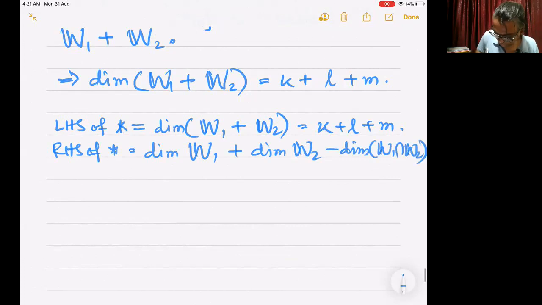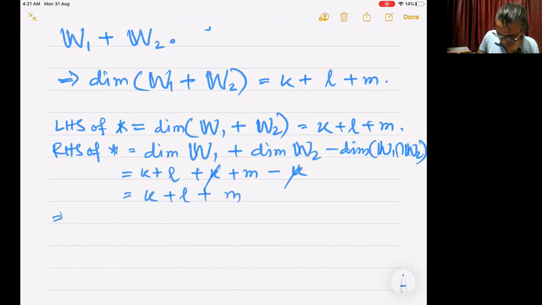So let us write these numbers. This of course is k plus l. This of course is k plus m. This is k. This k will cancel out. This will be k plus l plus m. So this implies LHS is equal to RHS. So proved. That's it. That completes the proof.